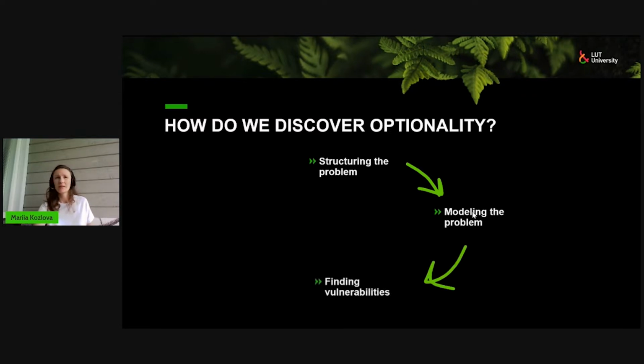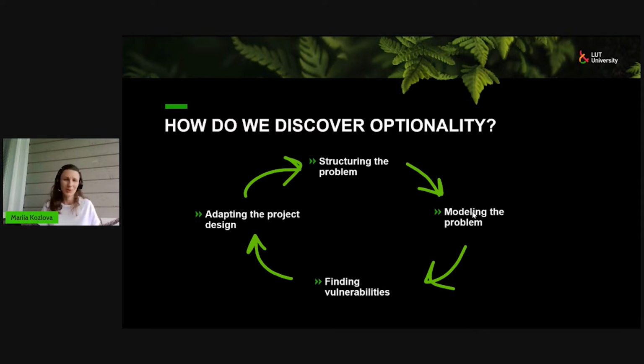And having the model, we can discover vulnerabilities. What kind of factors are critical? What kind of bottlenecks are we having there? And finally, if we are lucky, we can find solutions to address those vulnerabilities. And that would require, of course, redesigning the project and recalculating the model and perhaps finding new vulnerabilities and so on. The cycle can go several times.